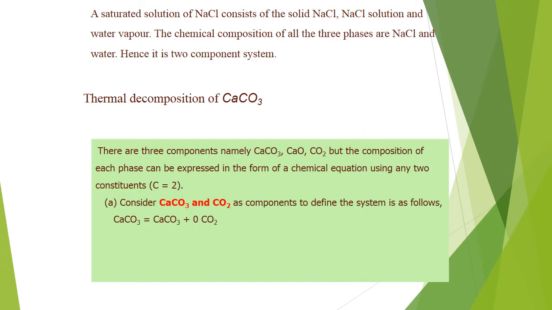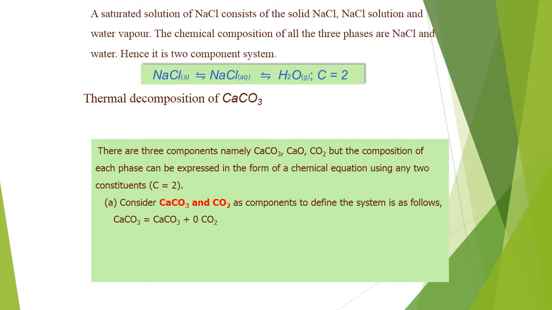A saturated solution of NaCl consists of solid NaCl, NaCl in the form of solution, and water vapor. So totally we have 3 components, but this system can be represented as NaCl and water. So hence it is a 2 component system. The component is the smallest number of independently variable constituents. So it was 3, and it has been reduced to 2, because with 2 I can express the system.